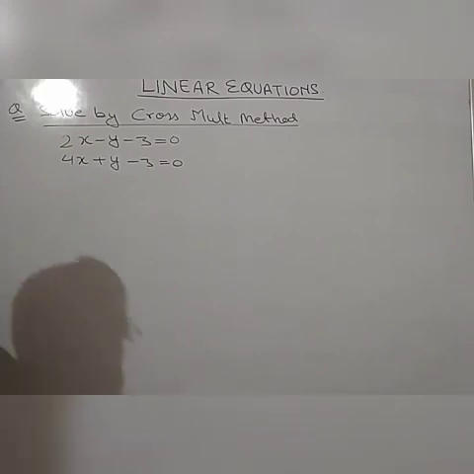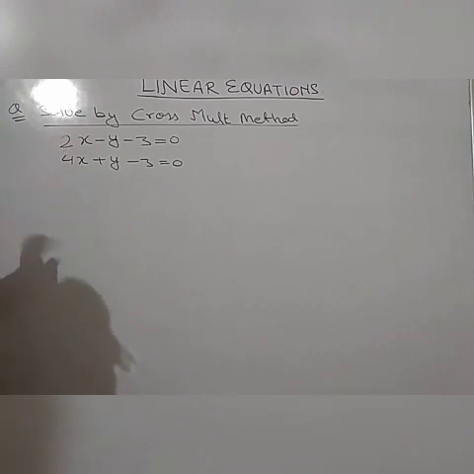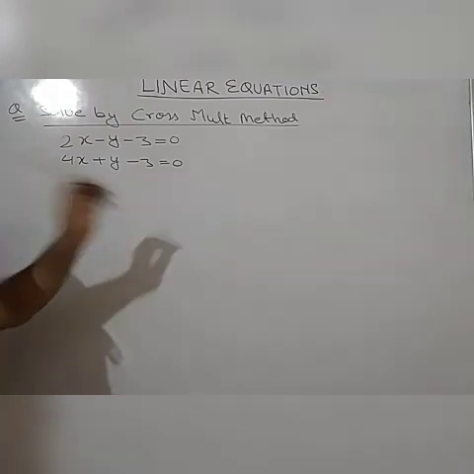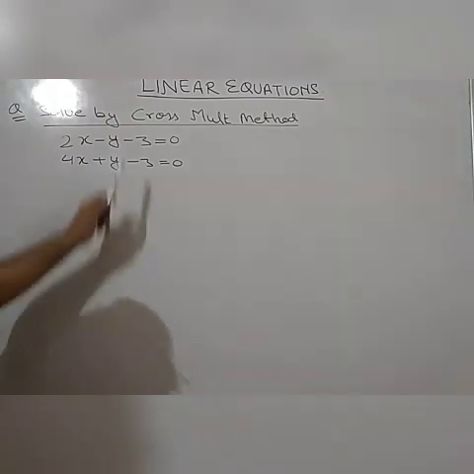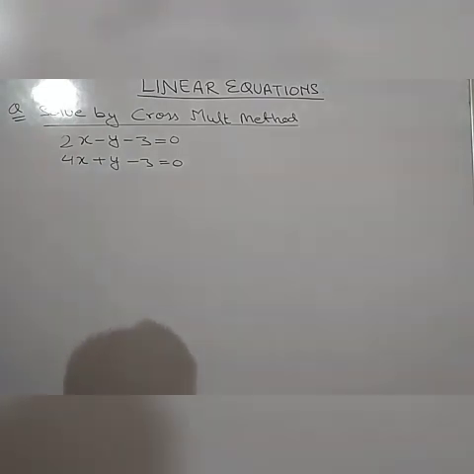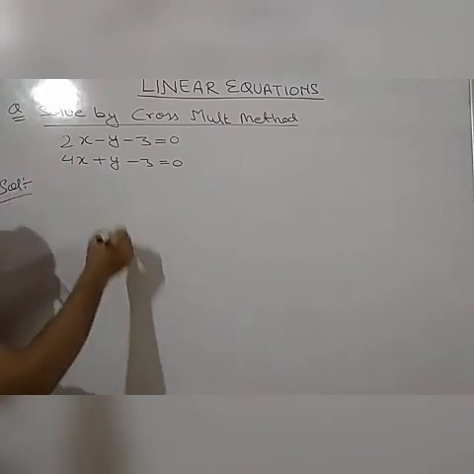Now let us solve one problem. By the cross multiplication method, we have to solve these two equations: 2x minus y minus 3 equal to 0, and 4x plus y minus 3 is equal to 0. We have to solve this question by the cross multiplication method. So first we will draw the cross multiplication diagram.